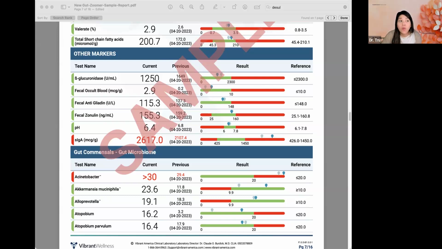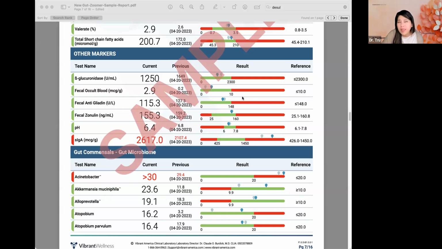Okay, so we just went over a lot, right? But this is how cool this Gut Zoomer is. It is the most comprehensive stool analysis on the market that I've seen. I've used all of the stool testing out there from different companies, but this one is the easiest one to use because they also give you explanation for patients to read. So I like that so that people can understand it. And it gives you so much more data than all the other stool tests.